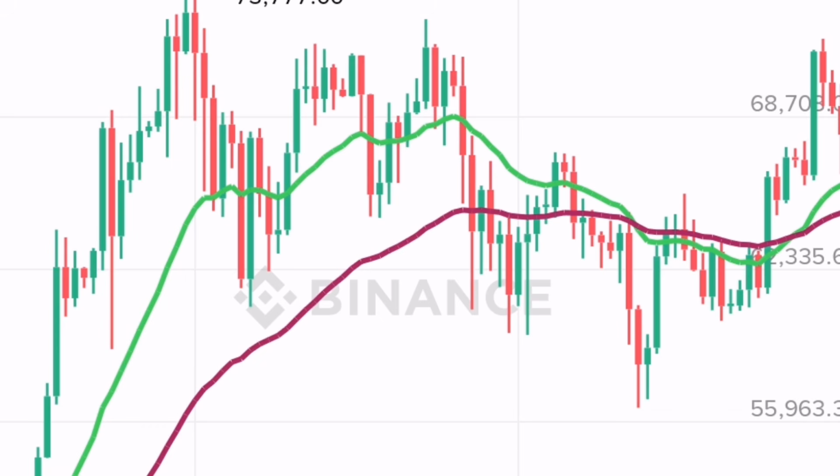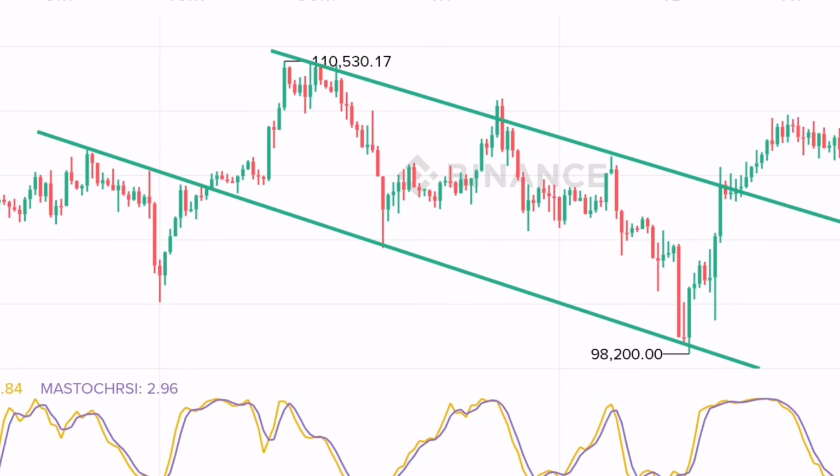Method 4. Exit on reversal signals. Sometimes you can exit early before your full target. If price shows signs of reversal, look for bearish engulfing if you're long, bullish engulfing if you're short. Divergence on RSI or MACD, momentum slowing down, volume dying. These signals can help you protect your profits and avoid giving back gains.